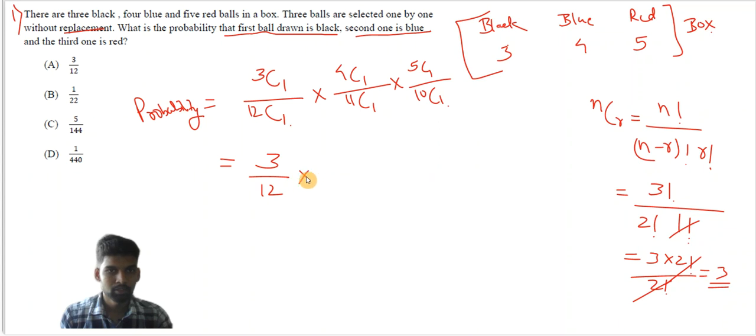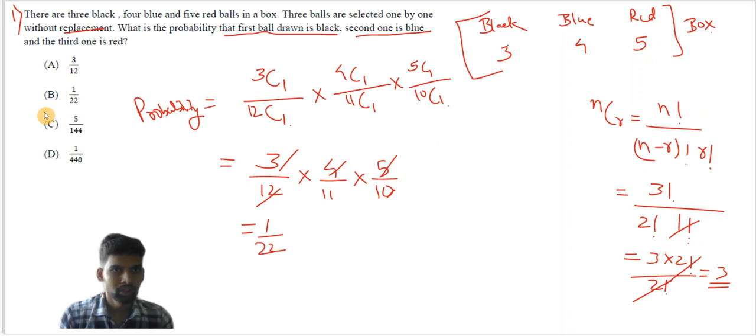So here we have 3 by 12, 4 by 11, and 5 by 10. So 4 3s are 12 and 5 2s are 10. So what we'll have is 1 by 22. So the required probability is 1 by 22.